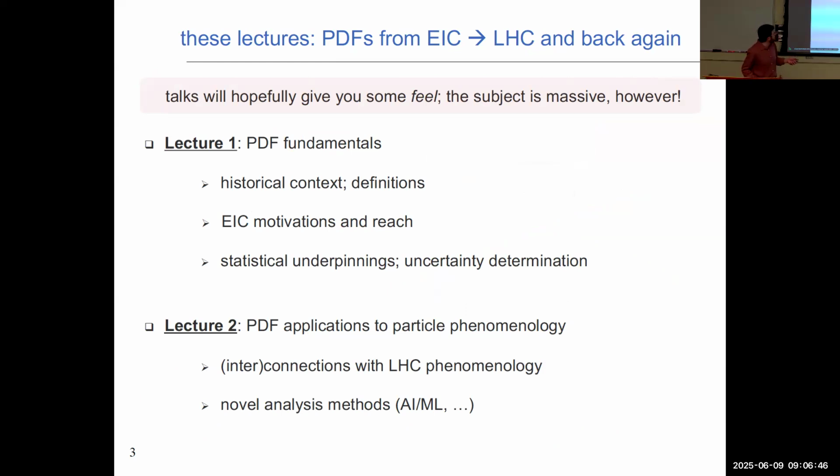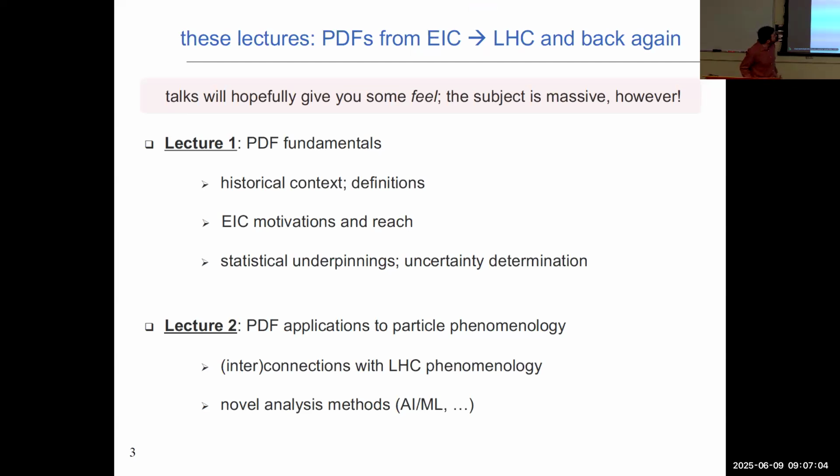And what I'd also like to do is give you some sense for how the PDFs are a kind of vehicle that lets us go from the electron-ion collider up to maybe very high energies at places like the LHC, and in some sense back again, with some intriguing interconnections and communication between the two subjects.